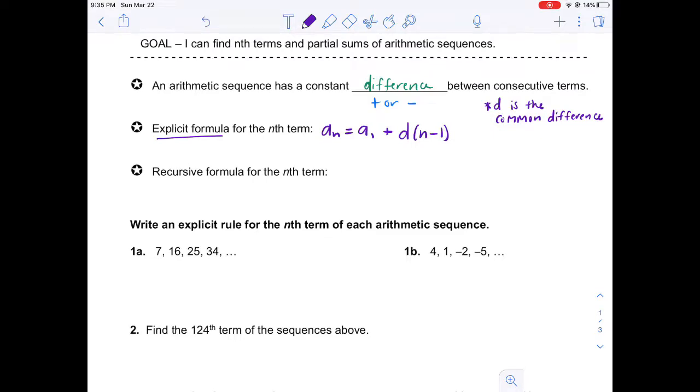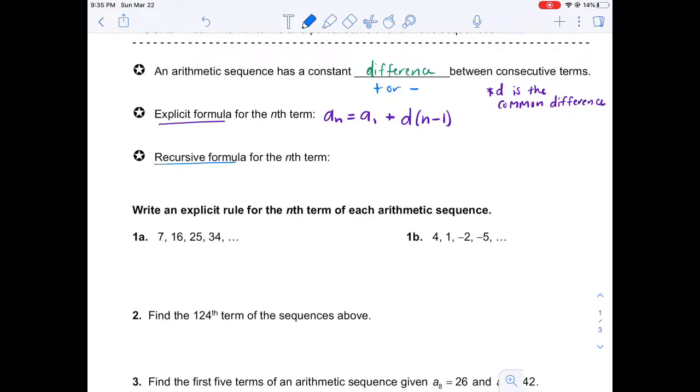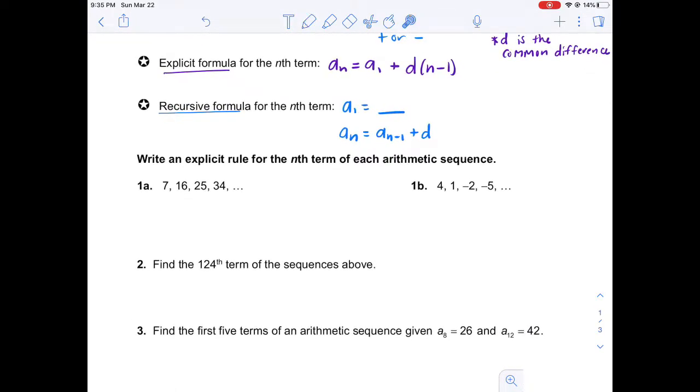Just like we're able to write things explicitly, we can also write them recursively. For a recursive formula, the first thing is that we always need to know what the first term is. So whatever a1 is, we would state that. Then for the nth term, since we are just adding or subtracting the same number, we take the term right before it, an minus 1, and add our common difference onto it. That number could be positive or negative. So this is one way to start breaking down different sequences and use the formulas.